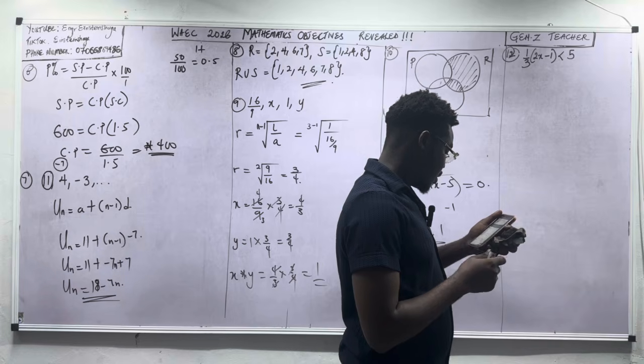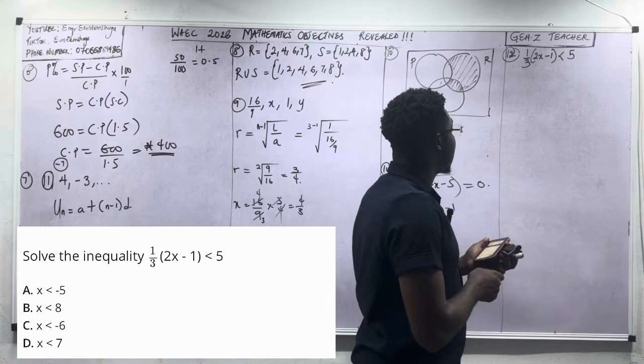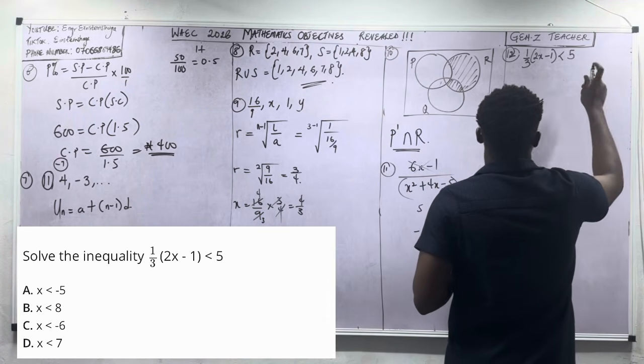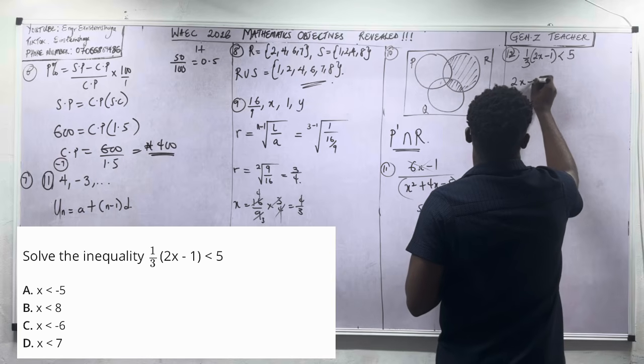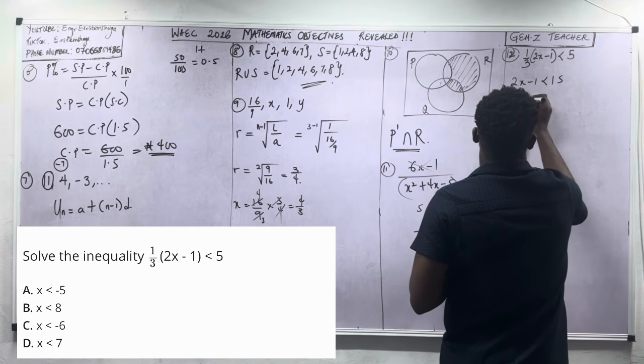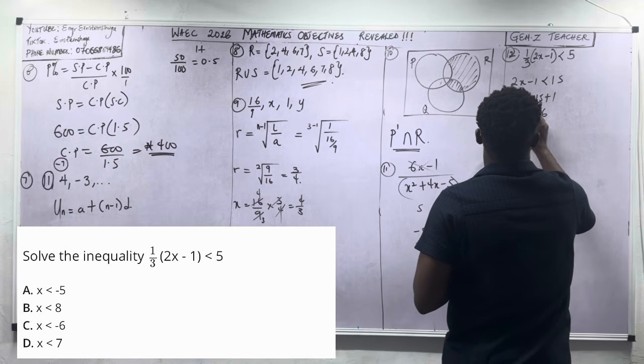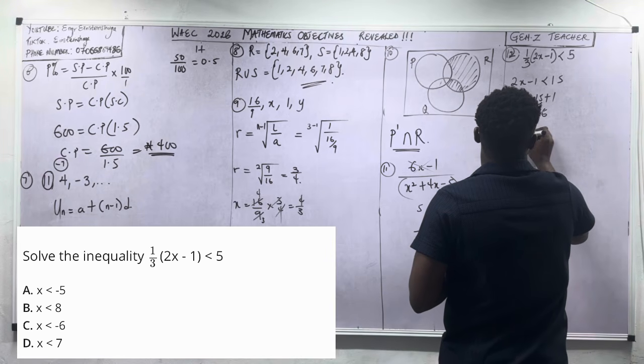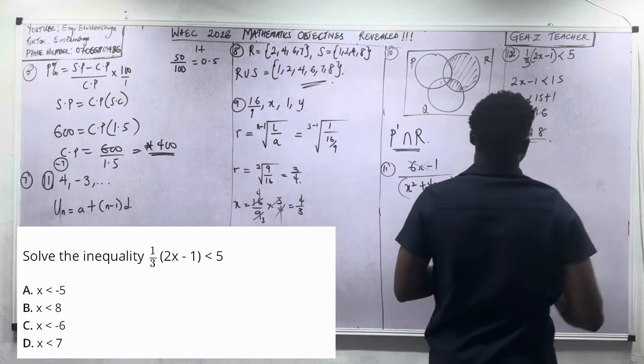Question number 12 says, solve the inequality. Now quickly use 3 to multiply both sides of the inequality. You're going to have 2x minus 1 less than 5 times 3, which gives you 15. You have 2x less than 15 plus 1. You have 2x less than 16. So dividing by 2, you have x less than 8 as your answer.